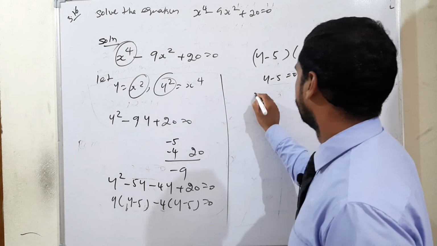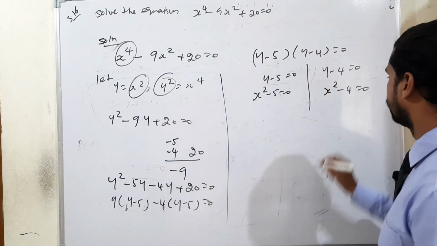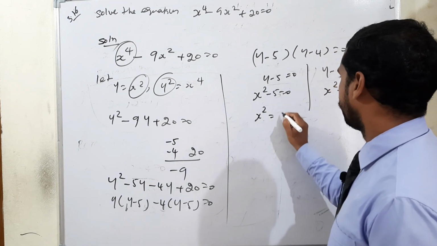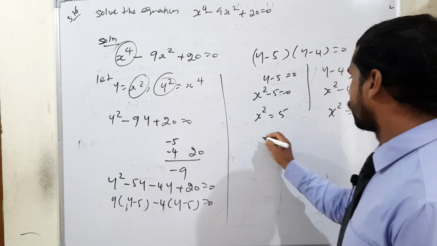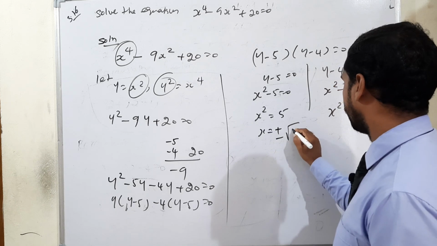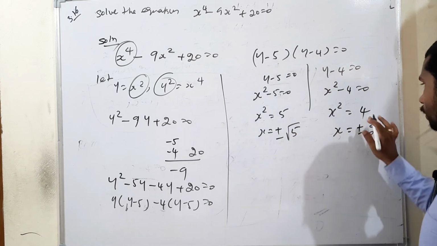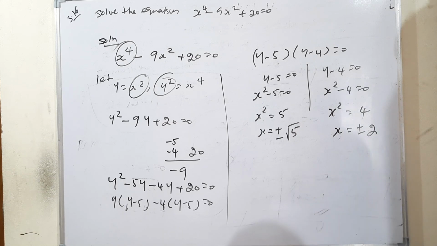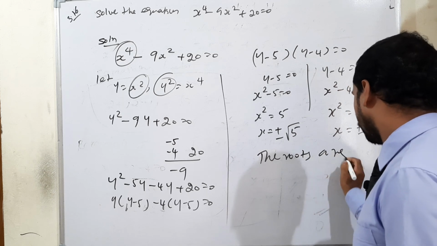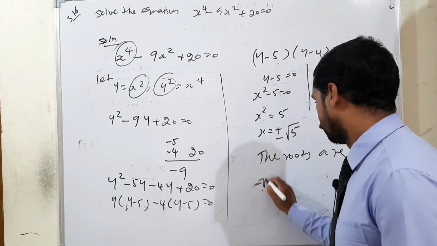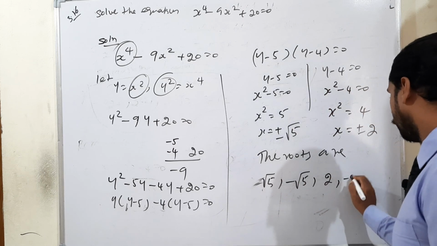x square. So x square minus 5 is equal to 0, and x square minus 4 is equal to 0. So minus 5, bring out with opposite sign, means positive 5. Minus 4, bring out with opposite sign, means positive 4. Therefore x is equal to plus or minus square root of 5. And x is equal to plus or minus 2, is it? Because the square root of 4 is the perfect square 2. Therefore the roots are positive root 5 and negative root 5, positive 2 and minus 2.